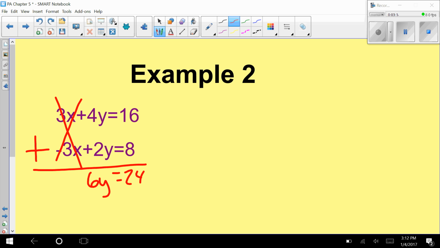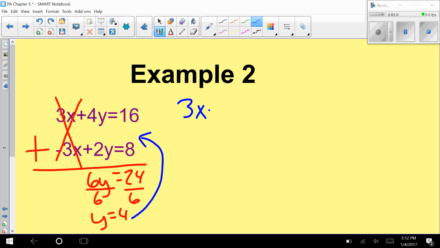Now I just solve for y. Divide both sides by 6. I get y equals 4. I'm going to take that 4 and plug it into either one of my original equations. I'm going to use 3x plus 4y equals 16. So 3x, because we don't know what x is yet, plus 4 times y, which is 4, equals 16. So 3x plus 16 equals 16.